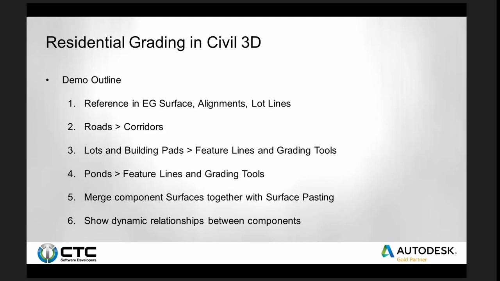So we're going to spend most of the webinar in Civil 3D. The outline is we're going to start with some references of an EG surface and alignments and some of the lot lines that Scott Mizak had done last week. We're going to reference that into our grading drawing. And we're going to grade some roads with corridors and intersections. Then we're going to grade the lots and the building pads with feature lines and grading tools. Then we'll have one pond in there. Then we're going to talk about merging all these component surfaces together through pasting. Many of you are probably aware of that very invaluable tool in Civil 3D. And finally, we're going to point out along the way and at the end some of the dynamic relationships we've set up between these different components, be it the roads and the lots or the ponds and the lots or any number of things. So with that, we're going to jump into Civil 3D.